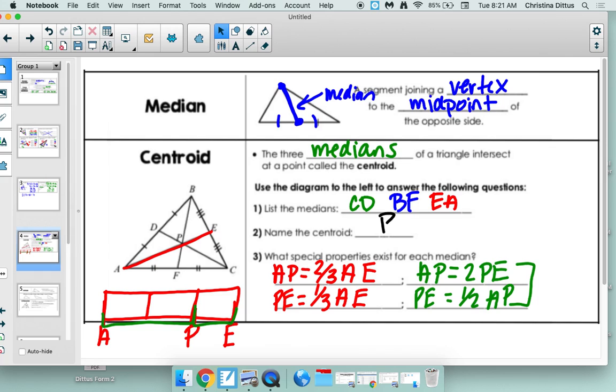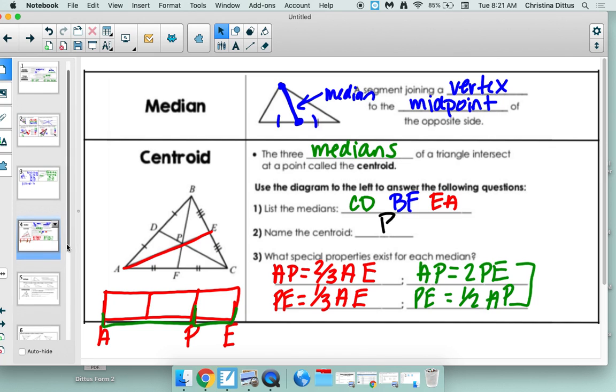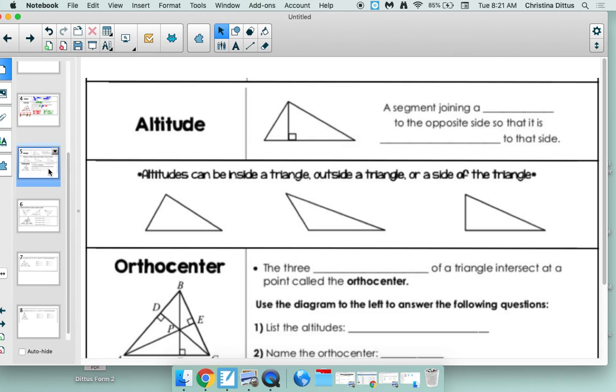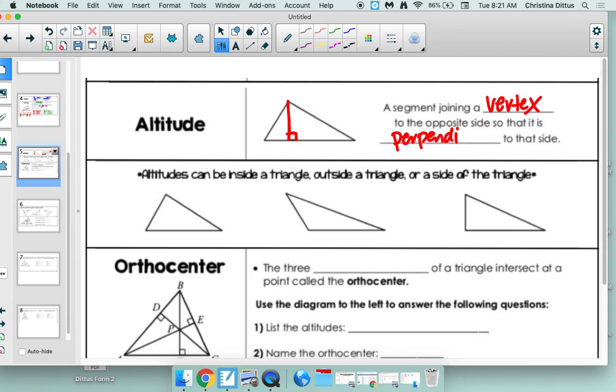Alright, we're going to go over another term for line, then we're going to look more at centroids. We also have this thing called altitudes. Altitudes, the most important thing is that it has the box, the right angle. Okay? Anything that has a right angle and goes to the opposite side vertex is called an altitude. So it joins a vertex to the opposite side that is perpendicular to that side. Perpendicular, 90 degrees, box thing.